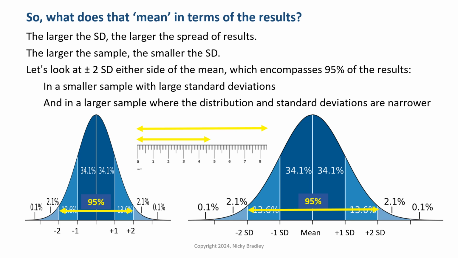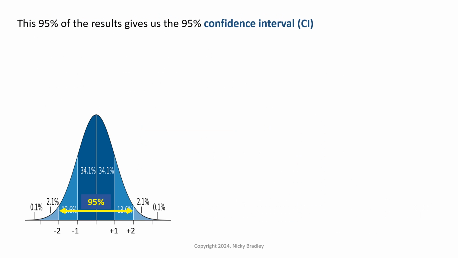If we compare those two arrows, just to prove to you that it's not an optical illusion, the one on the left is much shorter. So our range between those standard deviations is going to be much narrower. So this 95% of the results between -2 standard deviations and +2 standard deviations gives us what's called the 95% confidence interval. We can be 95% confident that the true population mean falls within that range.